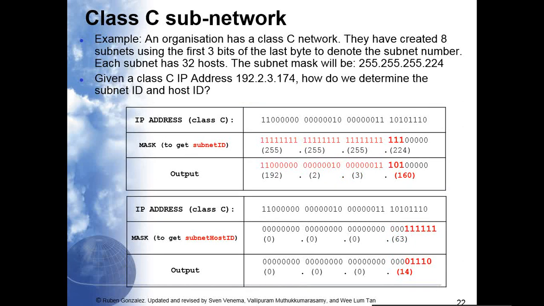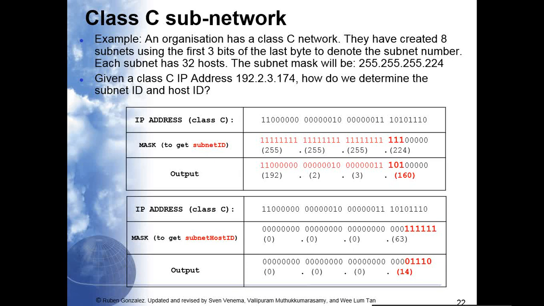Another example here, an organization has a Class C network. They have created 8 subnets using the first 3 bits of the last byte to denote the subnet number. So this is more complicated. We've got a Class C network. The first 3 bytes are already used up for the network. I can't use them for the subnet. They're part of the Class C address, right? So the last byte has 8 bits in it. I can use some of those bits for the subnet.